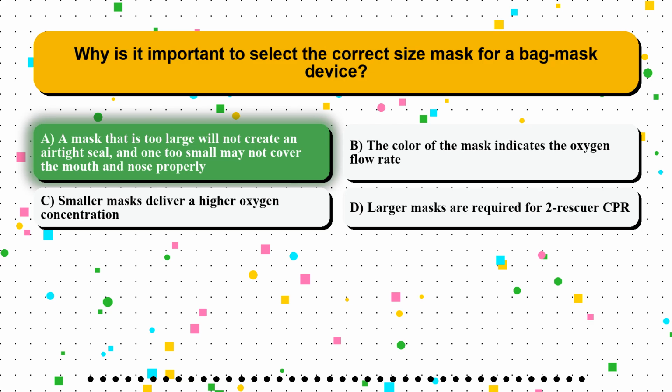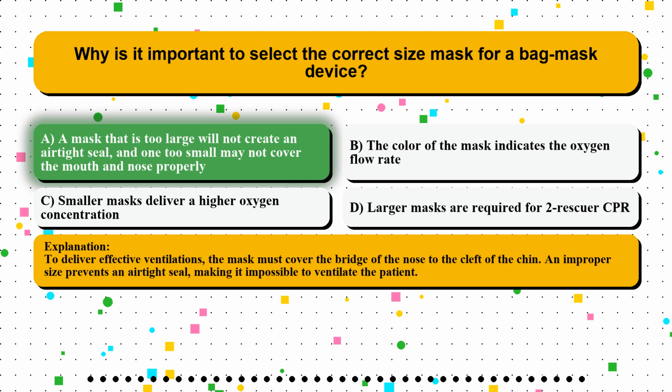The correct answer is option A. A mask that is too large will not create an airtight seal, and one too small may not cover the mouth and nose properly. To deliver effective ventilations, the mask must cover the bridge of the nose to the cleft of the chin. An improper size prevents an airtight seal, making it impossible to ventilate the patient.